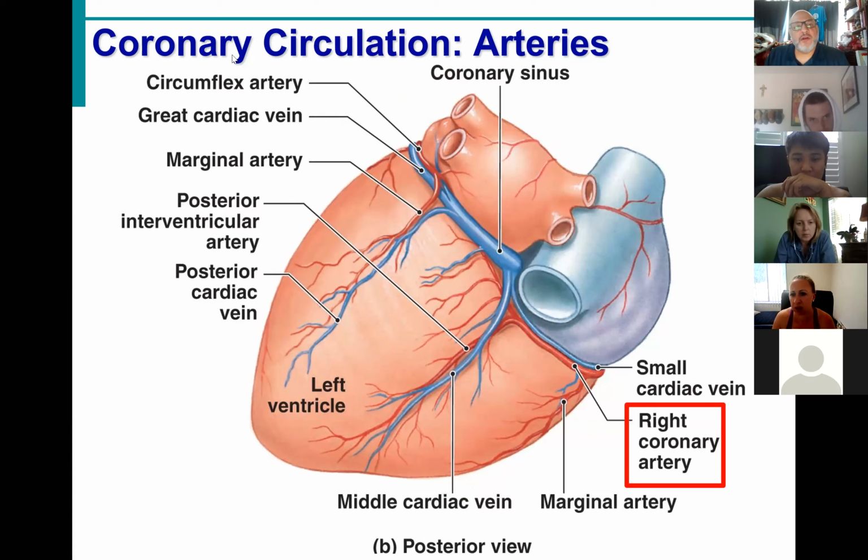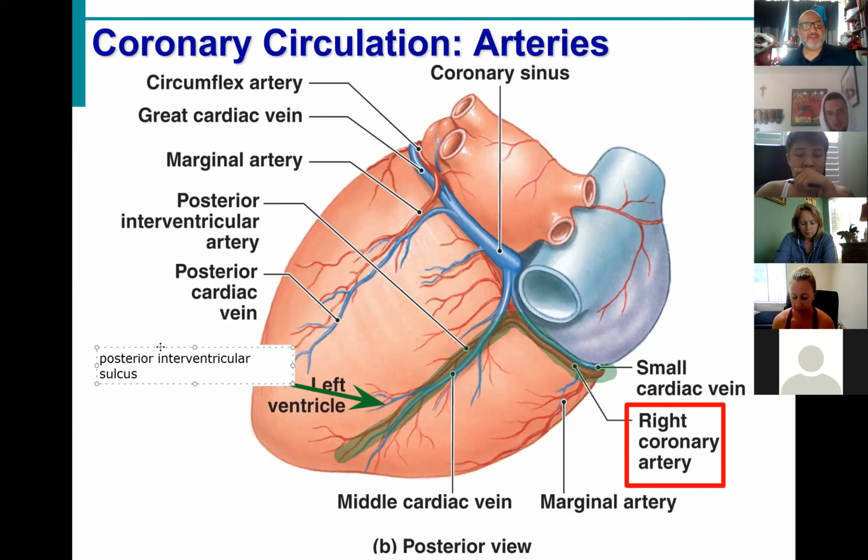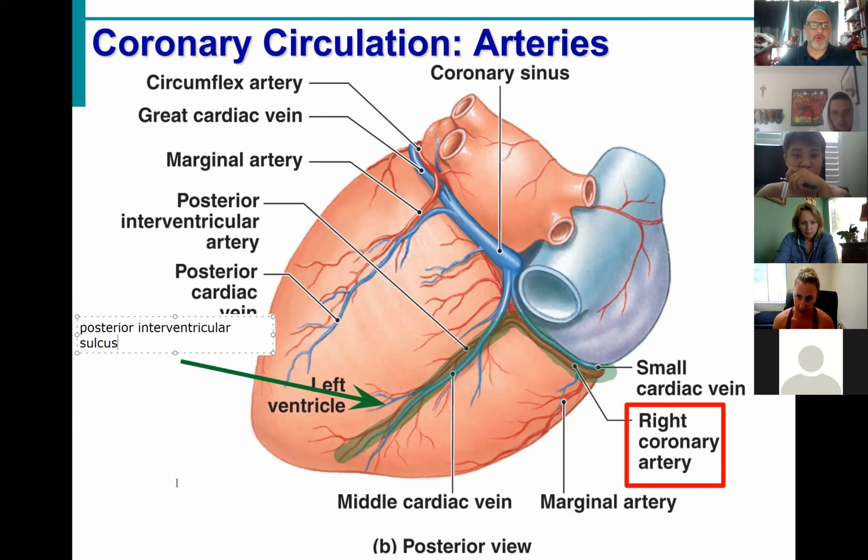Notice that right coronary artery continues all the way around onto the back side of the heart, where it then branches and goes down in that indentation between the ventricles on the back of the heart. And what do you think we might call that indentation between the ventricles on the back of the heart? You'll get partial credit for sulcus, but we want to give the entire name. There you go, posterior interventricular sulcus. Excellent. And guess what artery that right coronary artery forms that goes into the posterior interventricular sulcus?